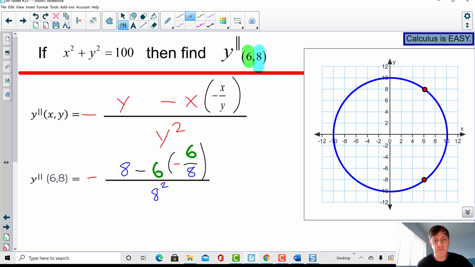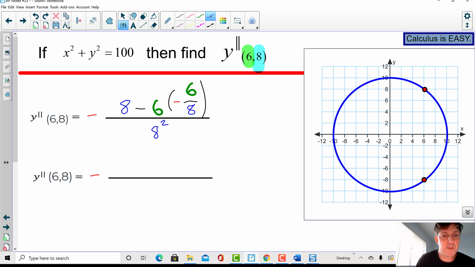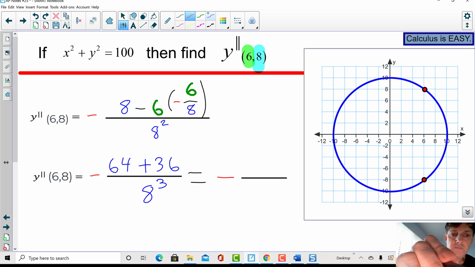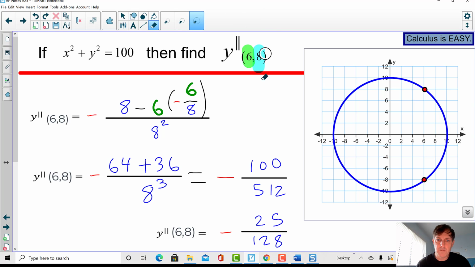Now, if it's a multiple choice, we're going to want to simplify a little bit further. We're going to multiply the top and the bottom by 8. Okay, that's going to give us 100 over 512. And the final answer is going to be negative 25 over 128. And if you look at that point, you'll notice that the slope at that spot is negative, so it kind of looks right.